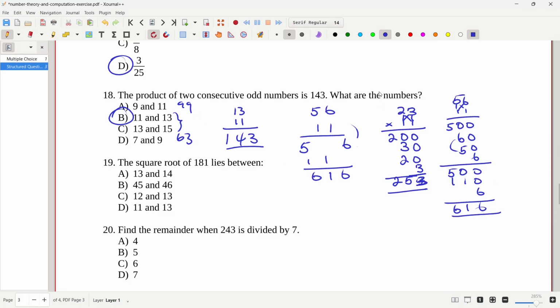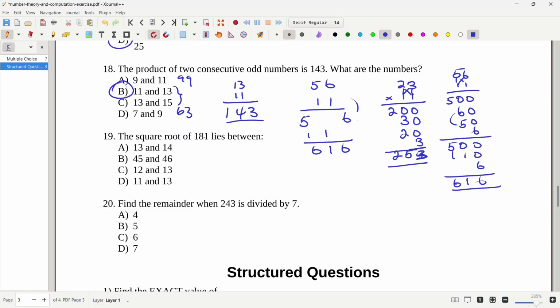All right, let's go on to the next one. The square root of 181 lies between what numbers? Okay, so for this one, all I have to do is figure out where it's going to be. So I will think to myself, okay, let's find the squares of each of these numbers. I can tell right away it's not going to be this.